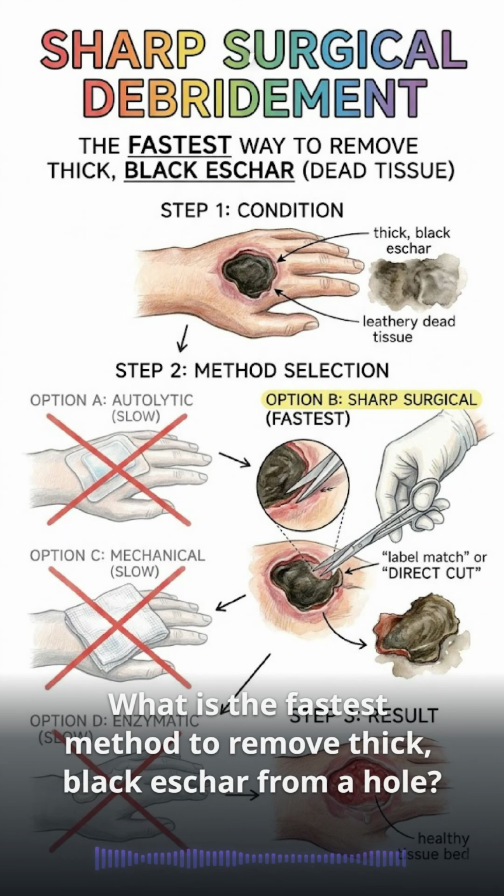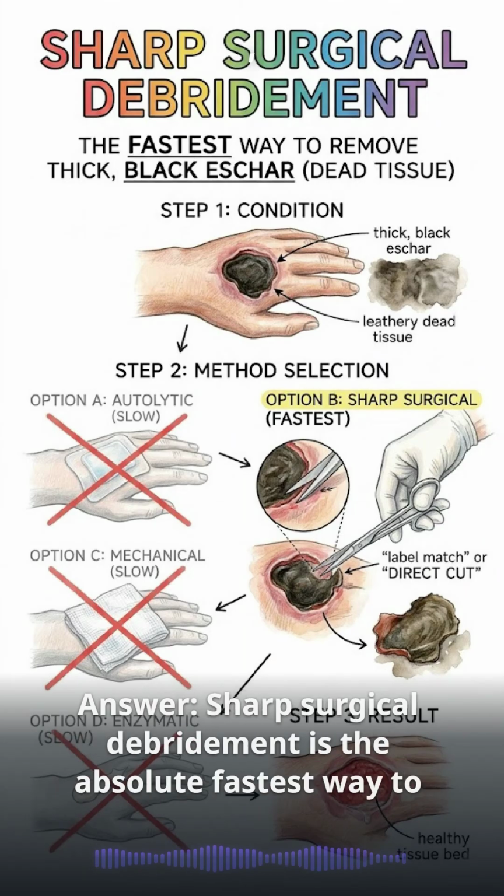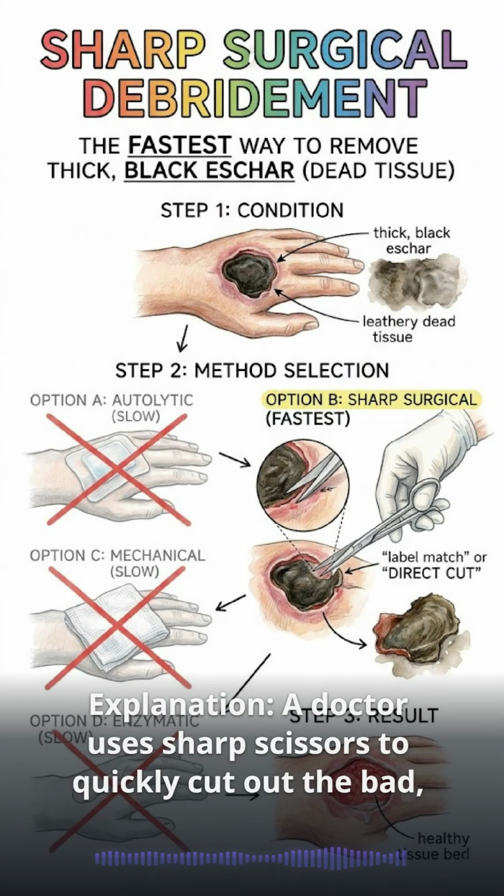43. What is the fastest method to remove thick, black eschar from a hole? Sharp surgical debridement is the absolute fastest way to remove thick, black eschar. A doctor uses sharp scissors to quickly cut out the bad, dead parts.